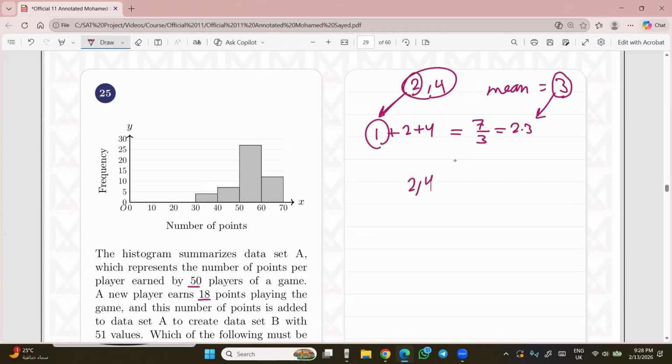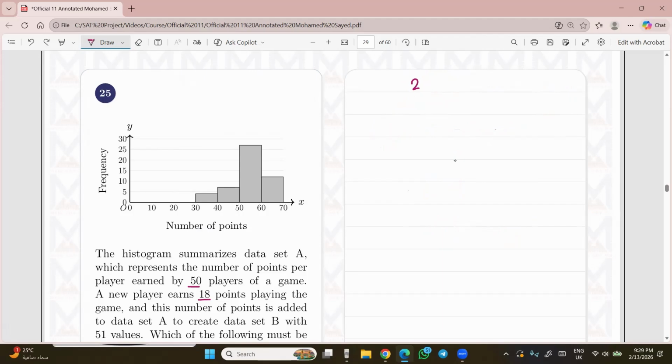The mean decreased because we added a number smaller than the smaller one. What if the 2 and 4 are written and we add a number like 5? What happens? 2 plus 4 plus 5 over 3. 2 plus 4 is 6, plus 5 is 11, and 11 over 3 is about 3.6. Look, the number increased. So whenever you add a number greater than the greater number, the mean increases. A number smaller than the smaller number, the mean decreases. That's the very simple method to think about the mean without making any calculations.